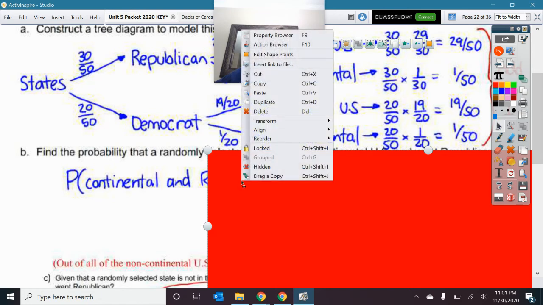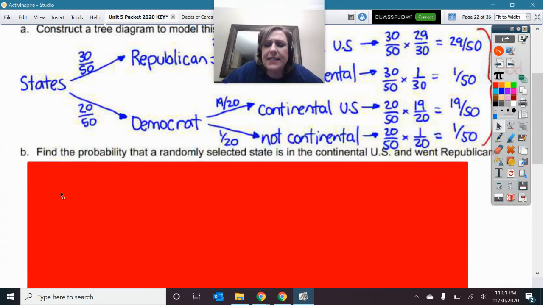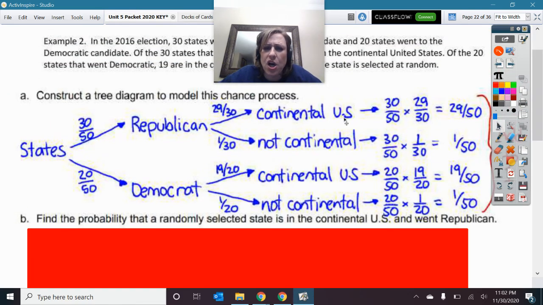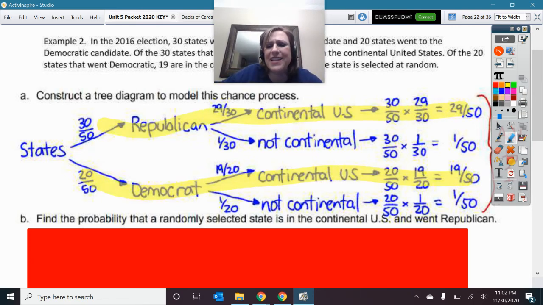First question, what is the probability that a randomly selected state in the U.S. is continental U.S. and went Republican? Okay, so let me go find that section. Continental U.S. is this little section and this little section, but it says continental U.S. and Republican. So then that is just this top little strand. So that's 29 out of 50.